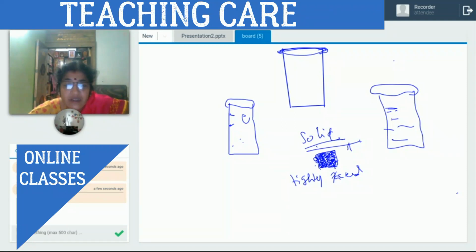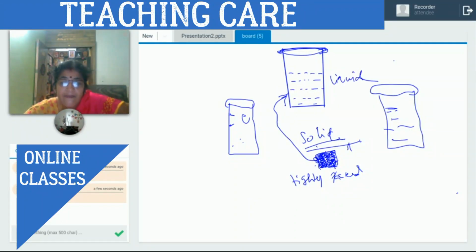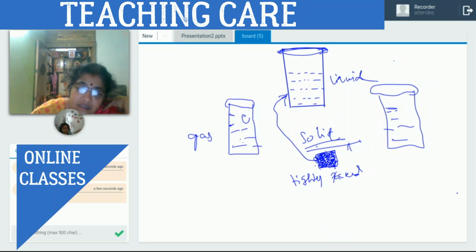So solid, they are tightly packed, but in liquid, they are not that tight. They are loosely packed. So when you heat a solid, the attraction between the particles will not be that much, and it will change into liquid, right? Liquid, when you heat that, the particles will be very loosely packed, and it is called a gas.